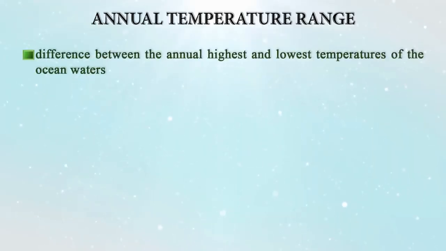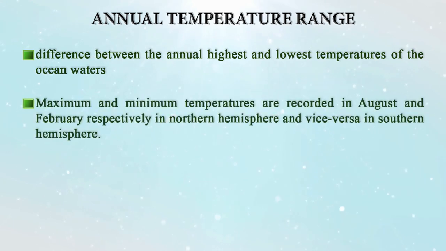Now annual temperature range is the difference between the annual highest and lowest temperatures of the ocean waters. The maximum and minimum temperatures are recorded in August and February respectively in the northern hemisphere and vice versa in the southern hemisphere. Now when you read about the isotherms of the land areas in the block atmosphere, you must have studied that extremes of isotherms are studied in July and January.